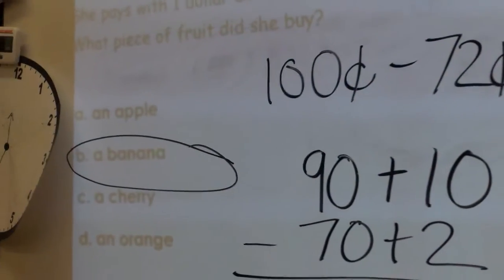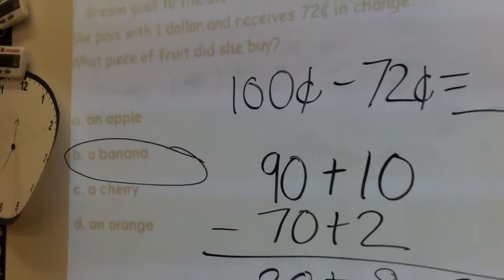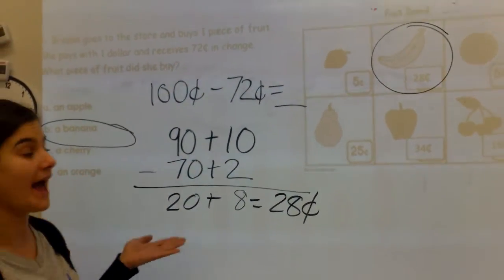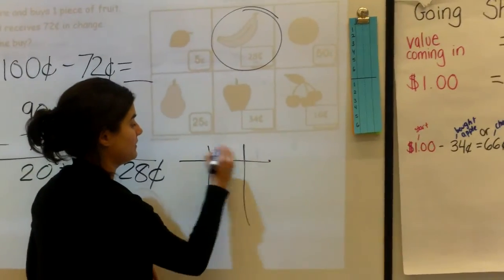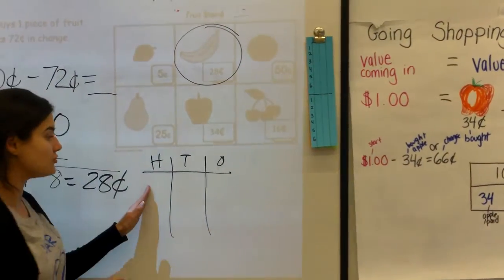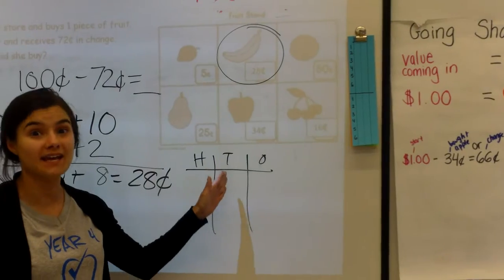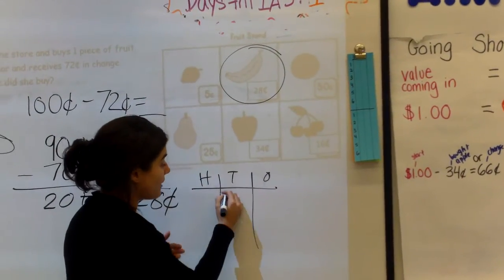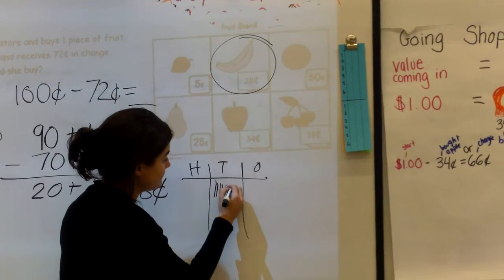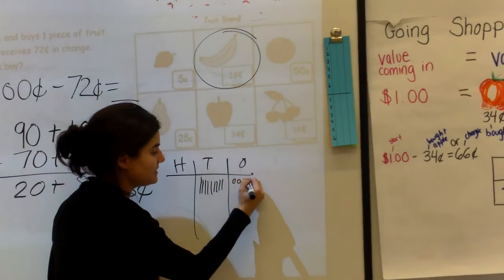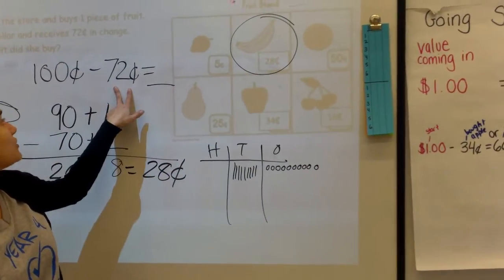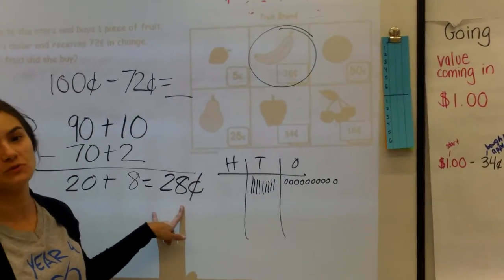Students could also use a place value chart with squares, sticks, and dots to solve this same problem. It would look similar. Instead of starting off with 100 and then converting into 10 tens and then taking 1 ten and making it into 10 ones, we could start off with 9 tens and then 10 ones. And then again, we would take away our 2 ones and 7 tens and still be left with 28 cents.